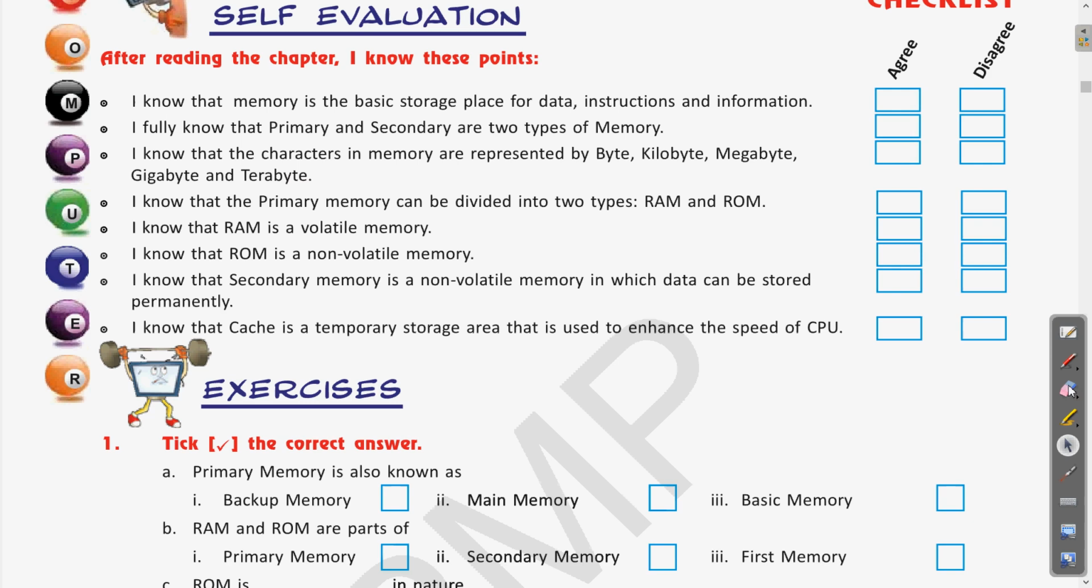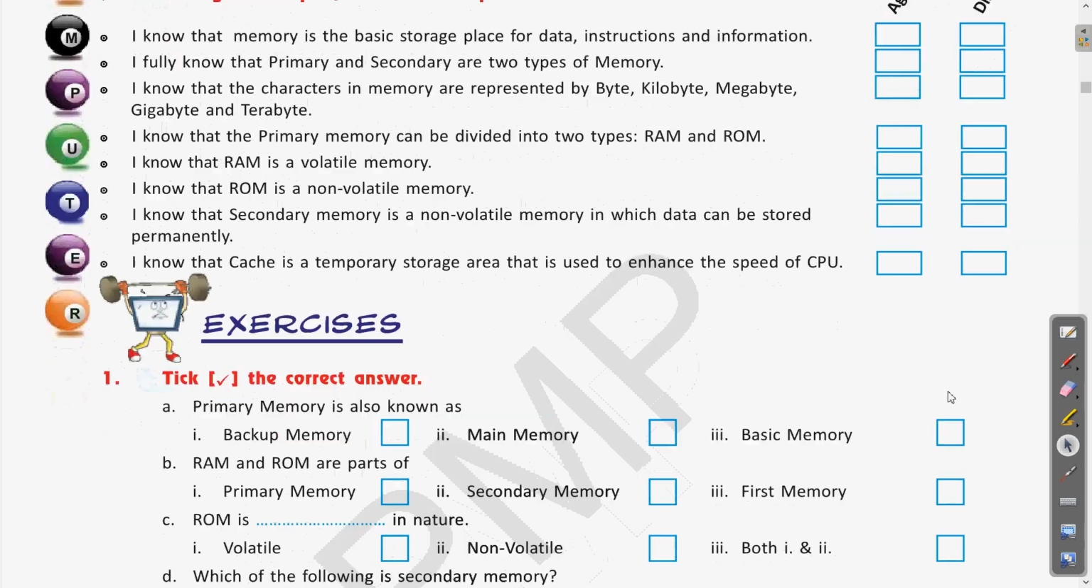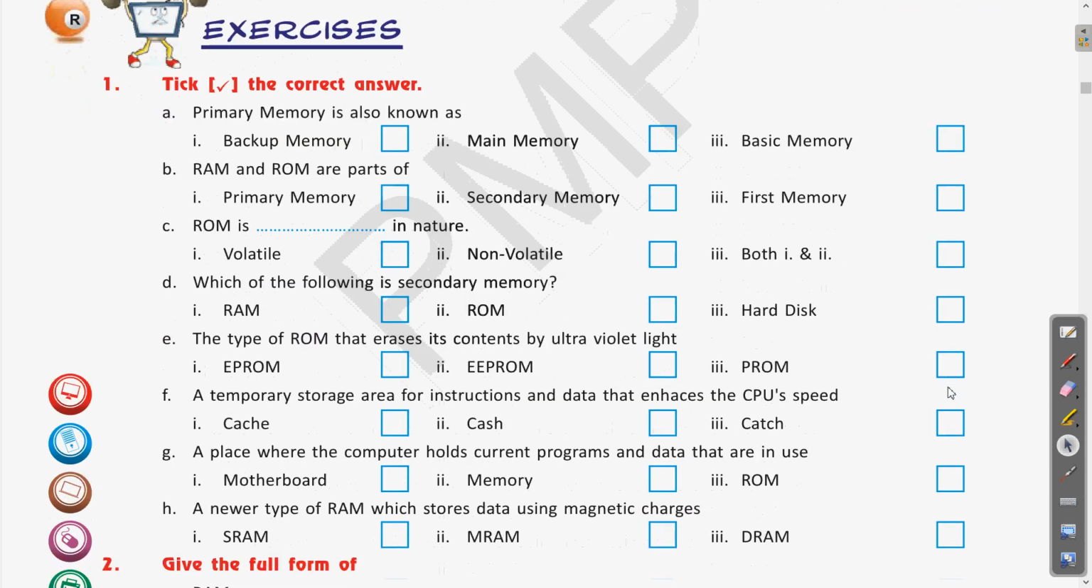Okay, now the exercise questions. Let us see the first question. First: primary memory is also known as backup memory, main memory, or basic memory. So what will be the answer? Primary memory is also called main memory. Clear? So this is the answer.